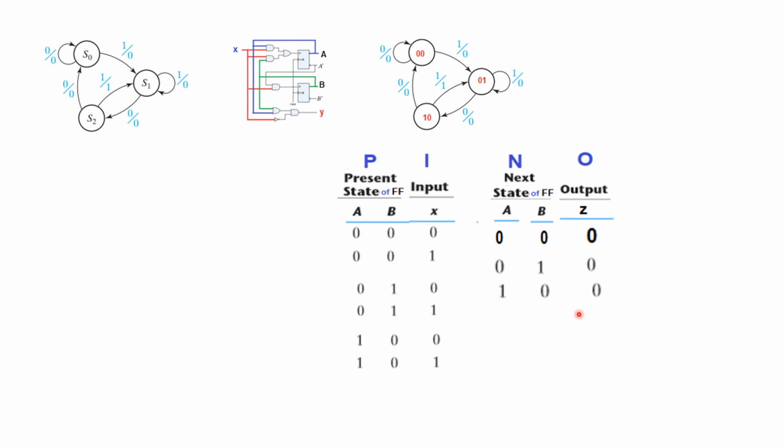This will be 1, 0, 0, and then all 4 states. I hope you can follow from this graph. Okay, so our transition table is now complete, and let's move next.